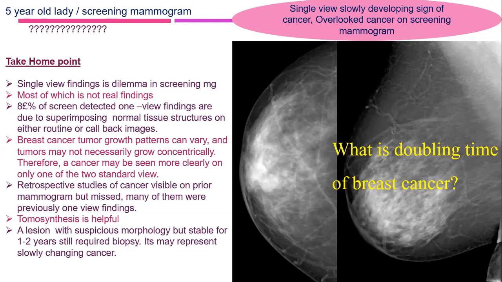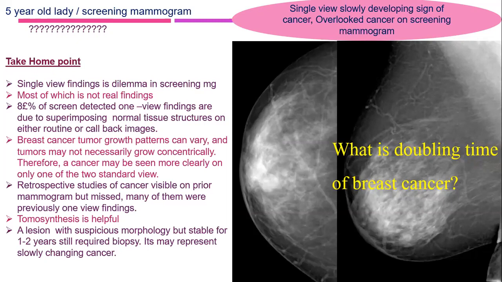Any other suggestion? Doubling time of breast cancer. It depends on the type of carcinoma. It ranges from 45 days. This is the lower limit, 45 days. And the upper range is up to 5 years, maybe.